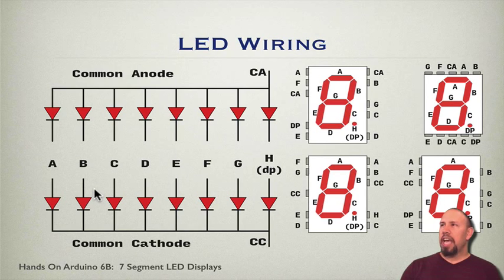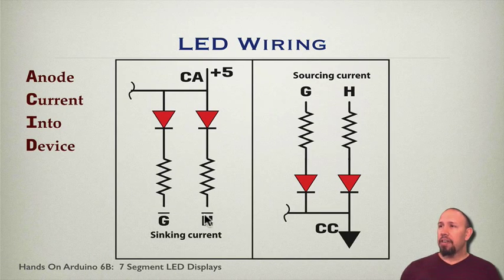In terms of actually wiring these up and hooking them to Arduino pins, we would have one of these two arrangements, depending on whether it's common anode or common cathode. Incidentally, if you're wondering how to remember what anode and cathode refer to, there's this acronym: anode, current, into device. That is, the anode is the side in which the current enters. The cathode is the side of the device in which the current exits. So the anode is this side of the diode, the cathode is this side. That's how to remember.